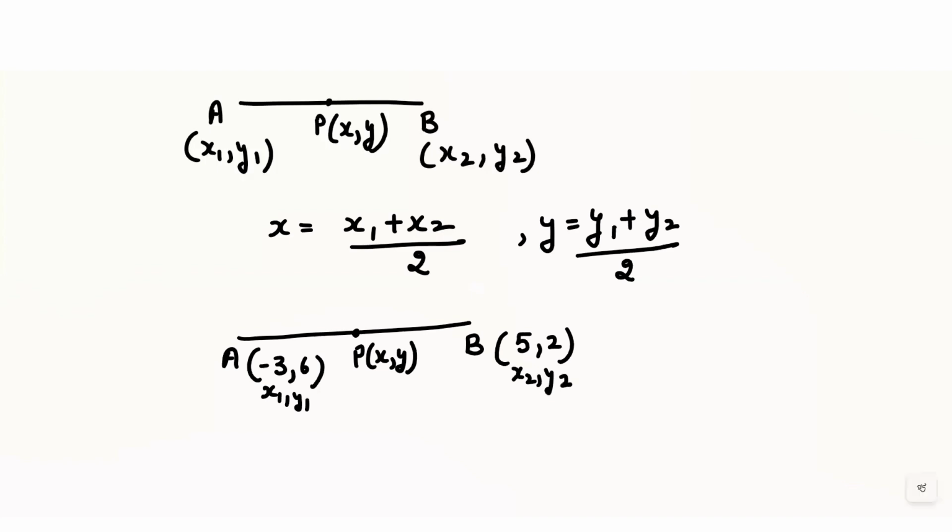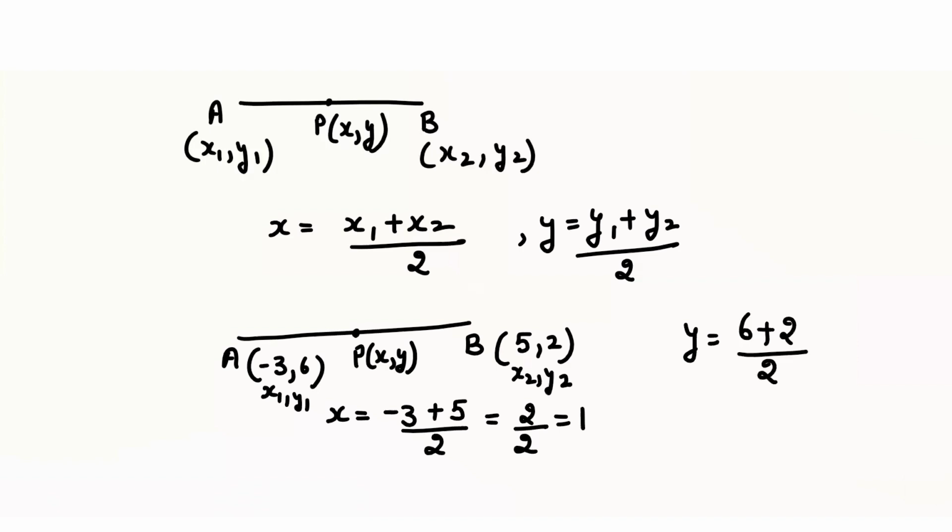So the value of x is, as I said, x1, which is -3, plus x2, which is 5, over 2, which equals 2 over 2, which equals 1. Now y, we said (y1 plus y2) over 2. So y1 is 6 plus y2 is 2, over 2, which equals 8 over 2, which equals 4. So the coordinates of the midpoint are (1, 4).